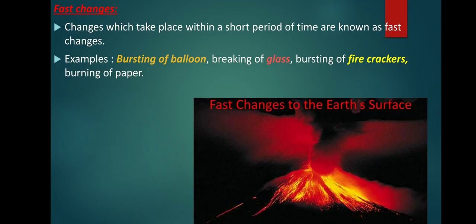Next one, fast changes. The changes happening over a long period of time are considered slow changes, for example rusting of iron. The changes that occur within a short time frame are considered fast changes. What is an example of fast changes? Some changes are fast and immediately observable, such as earthquake, volcano, flood, and landslide.